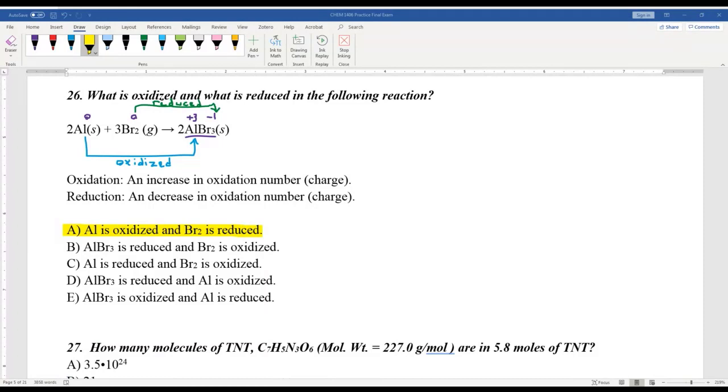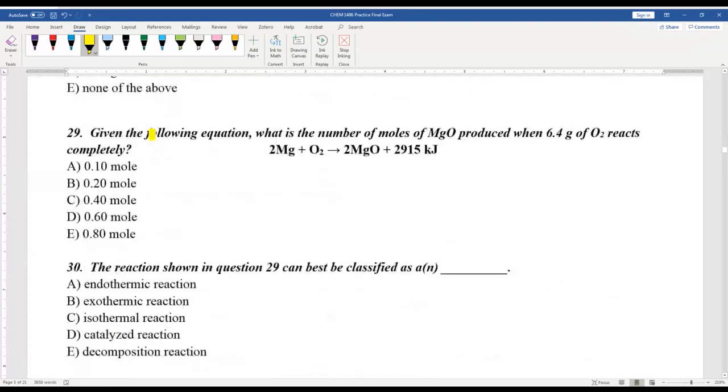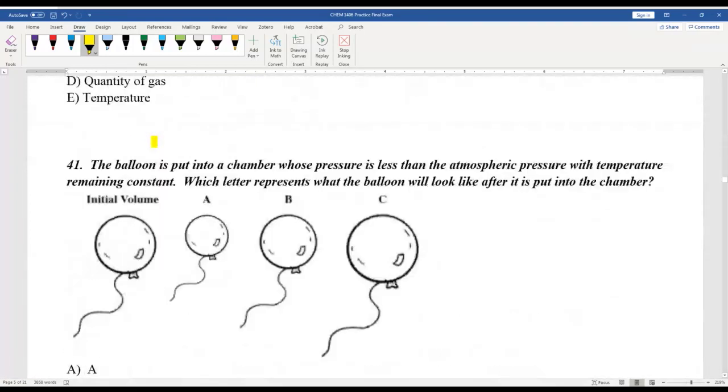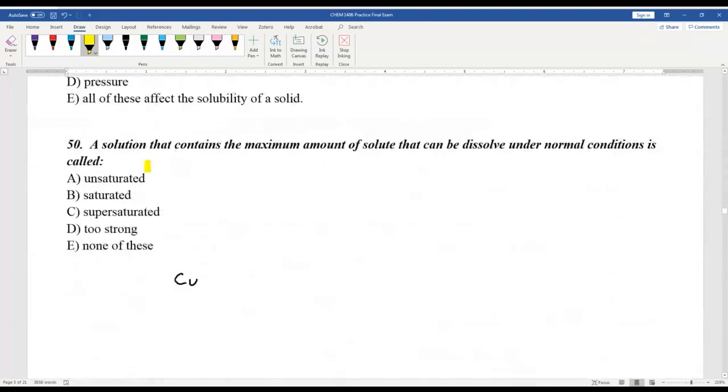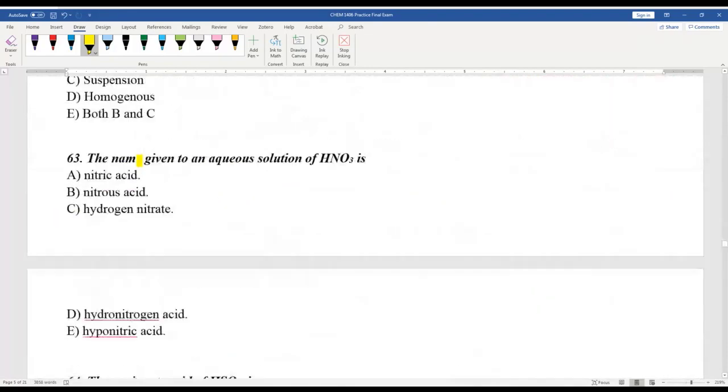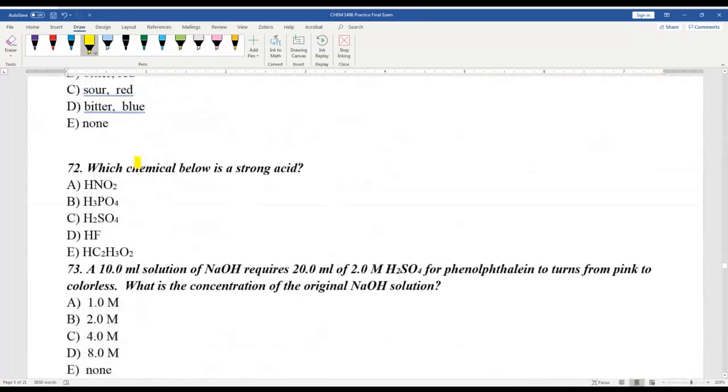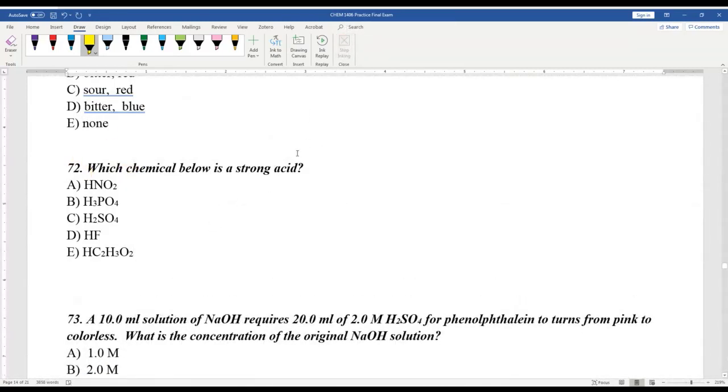For number 72, could you explain how exactly we would know which one is a strong acid? Sure. Unfortunately, you have to have the strong acids memorized. Okay? That is a requirement. But there's only 7 of them, so I'm going to go ahead and list them here.